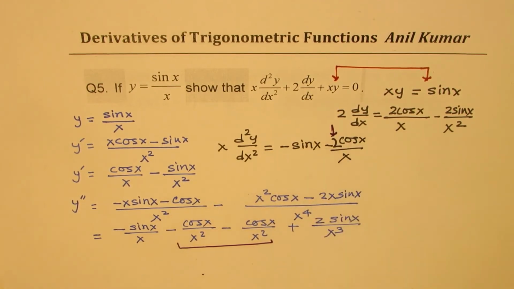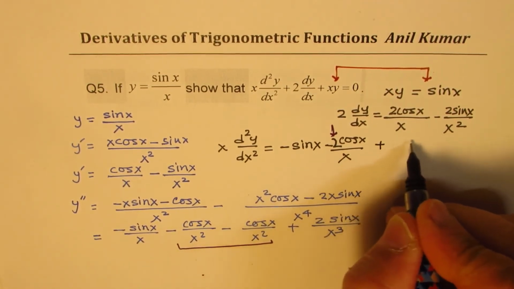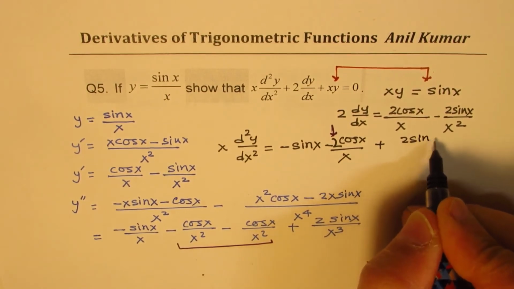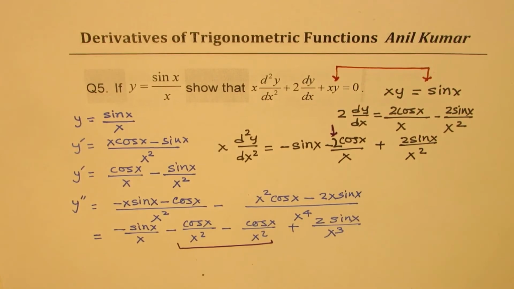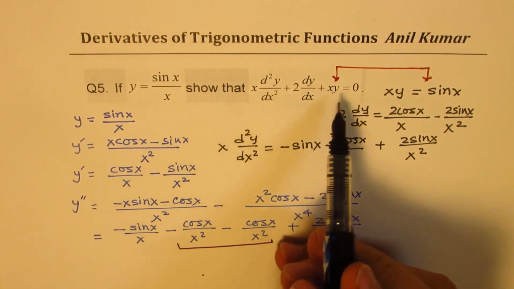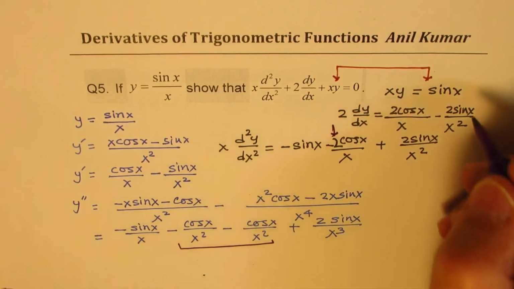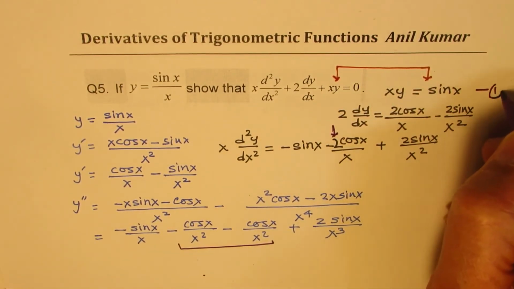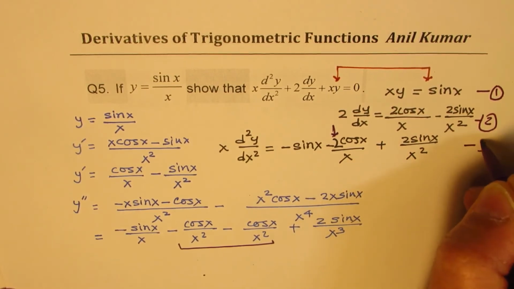Is it okay? Then we have the third term, which is 2 sine x over x cube. When you multiply by x, we get x squared here. So we get plus 2 sine x over x squared. Perfect. Now, we need to add the 3. So we have to add these 3 terms. This is our third term, second term, and the first term.